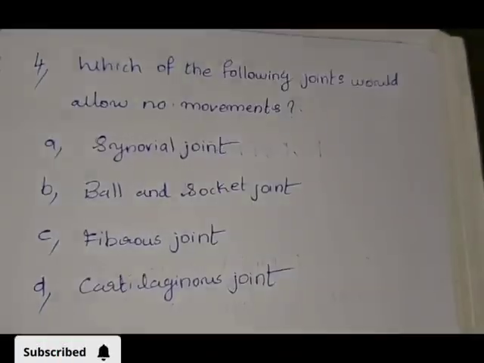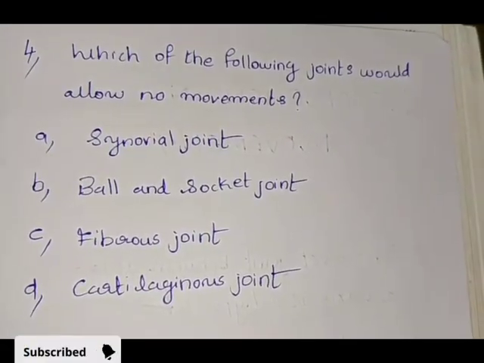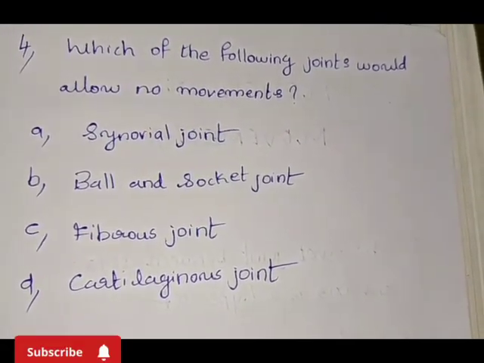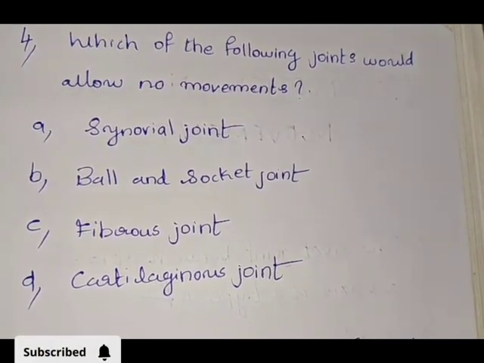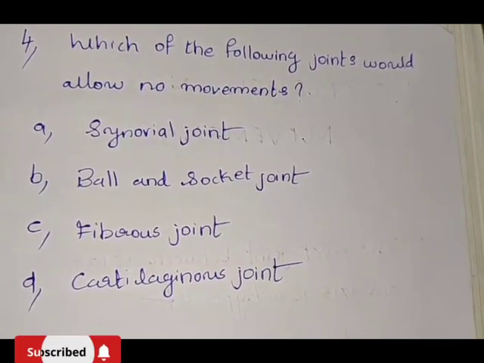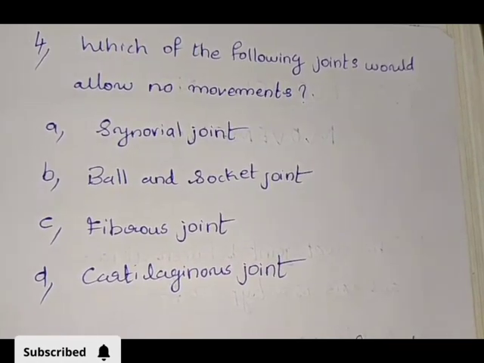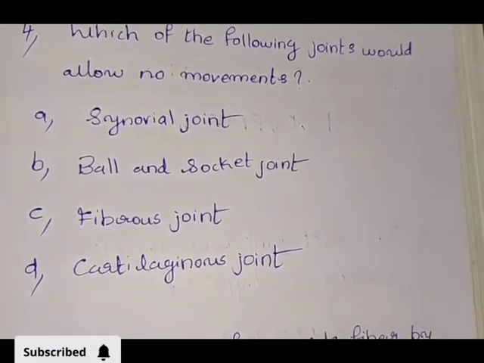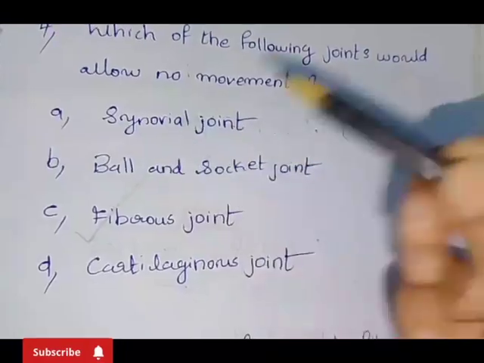4. Which of the following joints would allow no movements? Option A, synovial joint; B, ball and socket joint; C, fibrous joint; D, cartilaginous joint. Answer: option C, fibrous joint.